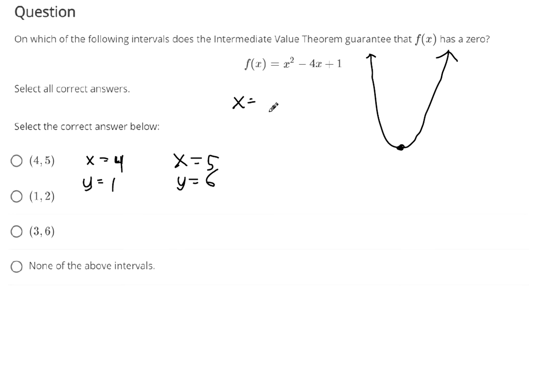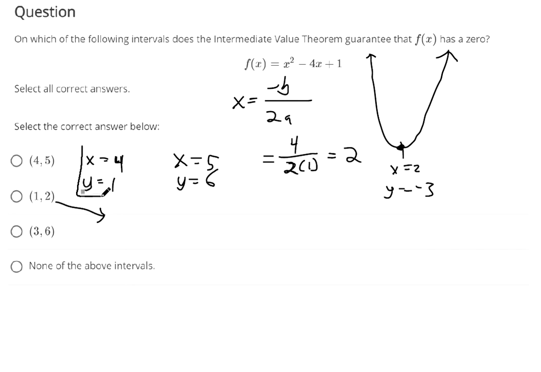We need to know what the vertex is. Where does a vertex happen? The quick formula for that with a quadratic is x equals negative b over 2a. So negative of negative 4 over 2, that makes 2 when you simplify it. So at x equals 2, we reach our vertex, and the y value there is 4 minus 8 makes -4, -4 plus 1 makes -3. So at x equals 2, this function is going to reach its minimum. But between 4 and 5, the left endpoint is 1, the right endpoint is 6. It's not guaranteeing that f of x has a 0 between those two.